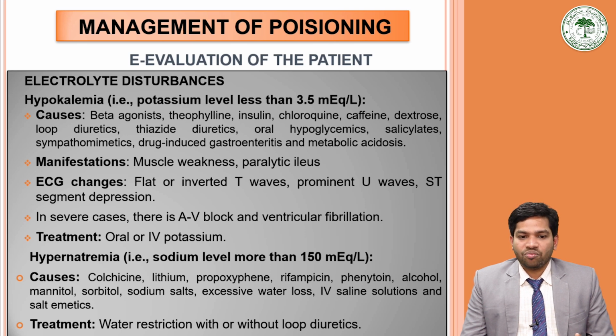Hypernatremia is said when the sodium level is more than 150 milliequivalent per liter. The causes include colchicine, lithium, profexin, rifampicin, phenytoin, alcohol, and various other drugs. The treatment for hypernatremia is water restriction with or without loop diuretics.